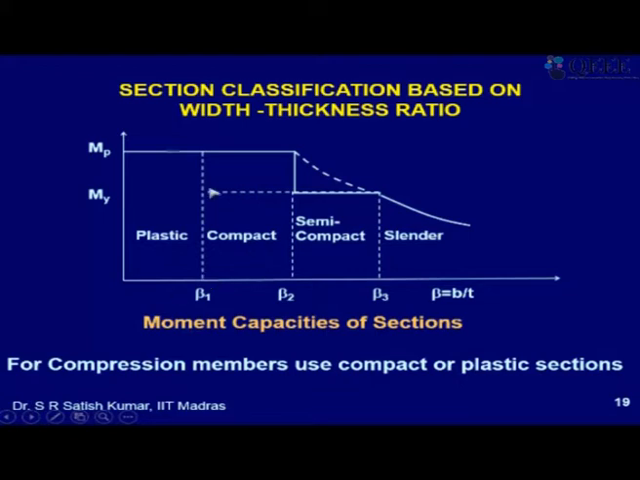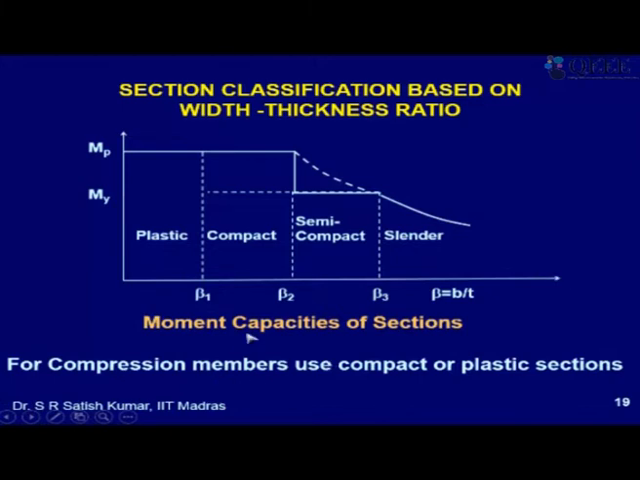For both plastic and compact, my moment capacity is MP. After beta 2, it will actually come down like this. But since I don't have a means of calculating this, I assume conservatively my capacity as My for semi-compact sections. And for slender sections, again, I don't have any way of calculating this. So for this, I'll say that I'll not use slender sections, or I'll take the moment capacity as 0, conservatively. That means I'll not be able to use that section for taking any bending.